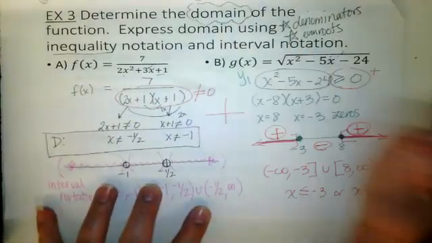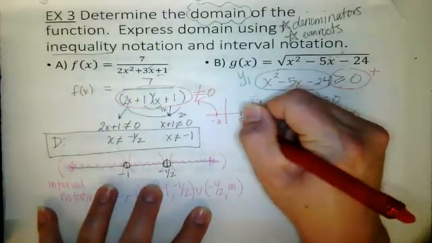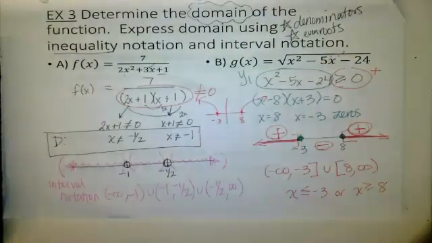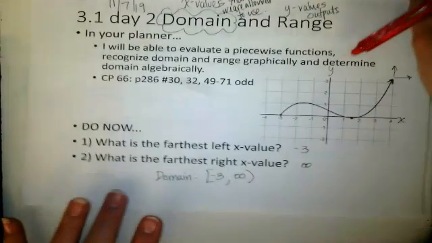Literally the graph is at -3. It's a square root swoop. And at 8, it's another swoop. They are split swoops.